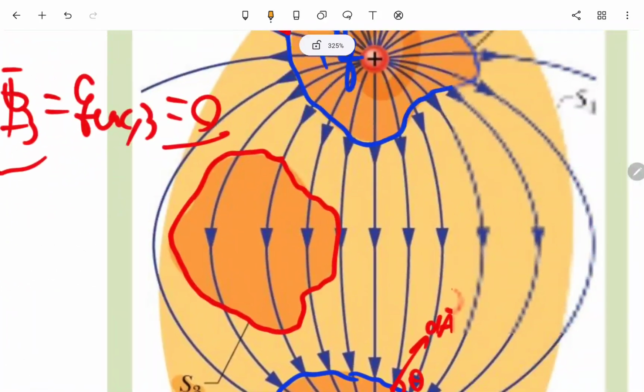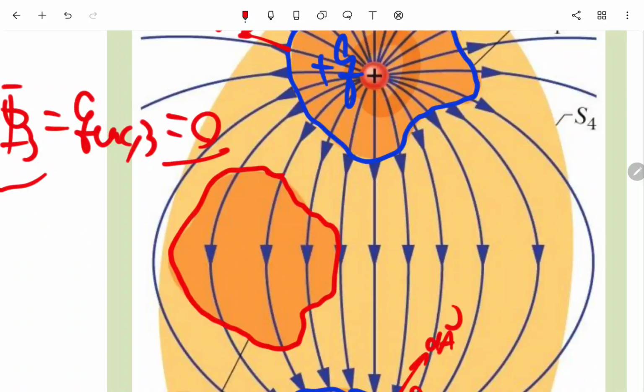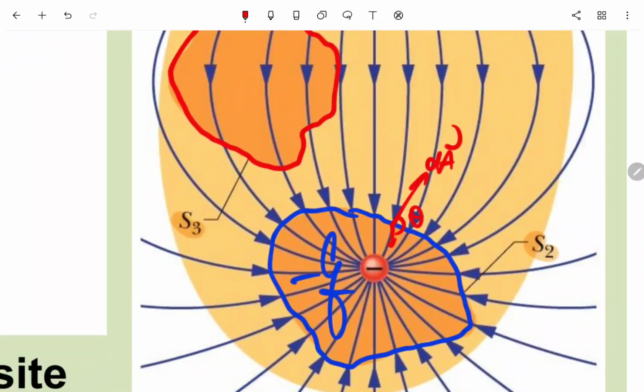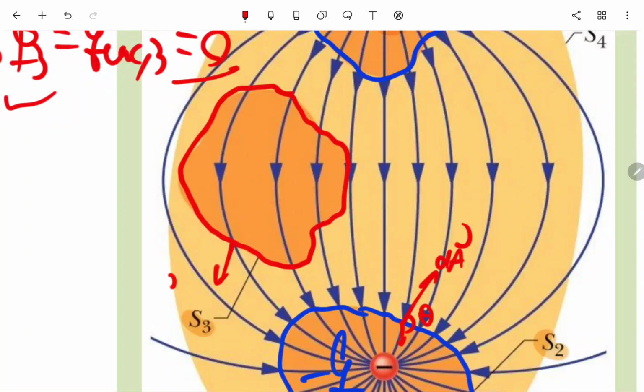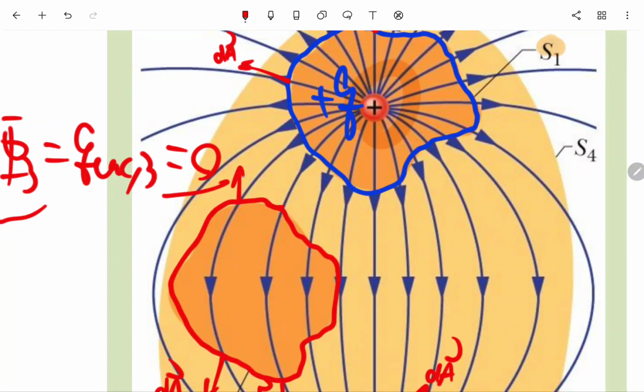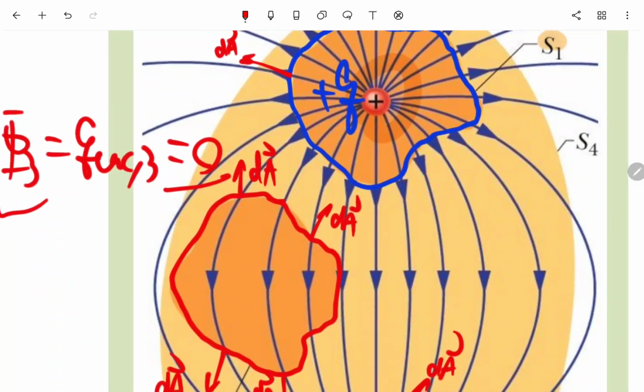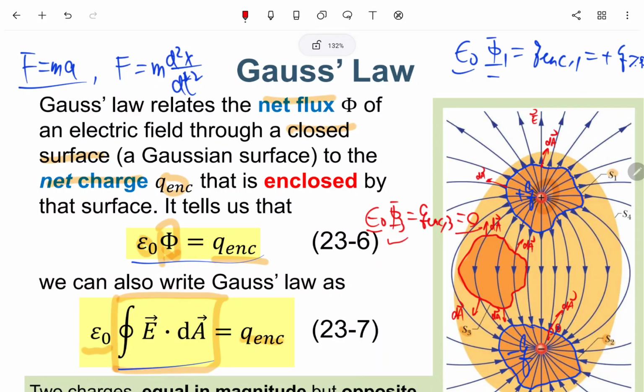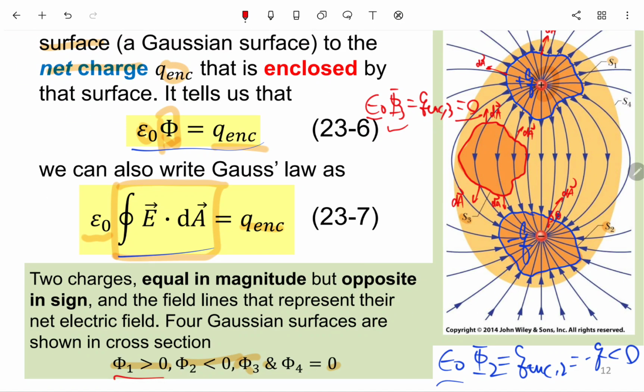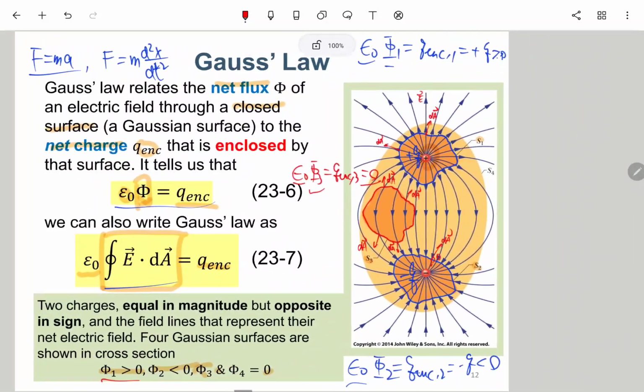Okay, so for this one, you can see that part of it will be positive, part of it will be negative. For example, this part, this is dA. This side tends to be positive d phi, and this part tends to be negative. But the Gauss law tells you that all these positive and negative d phi will perfectly cancel each other. It turns out phi 3 is 0. So this is what Gauss law tells you.